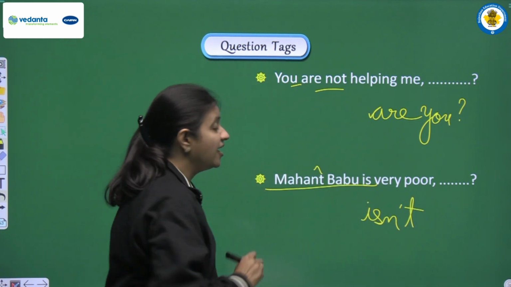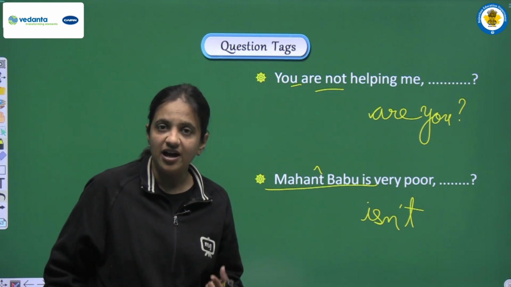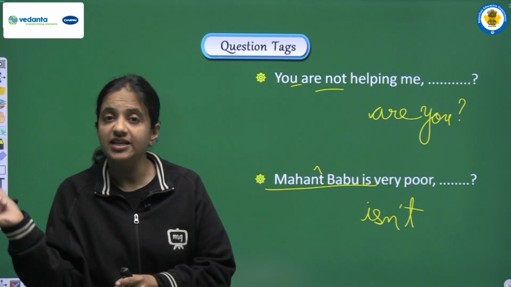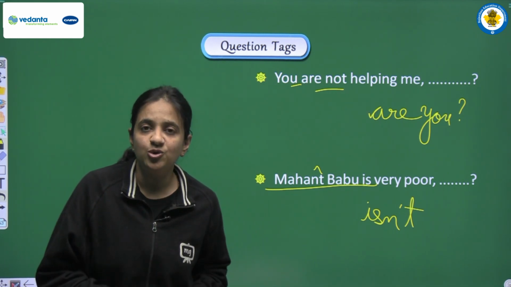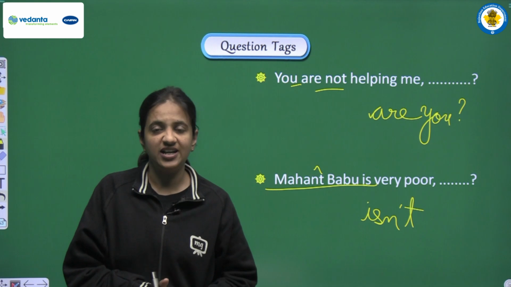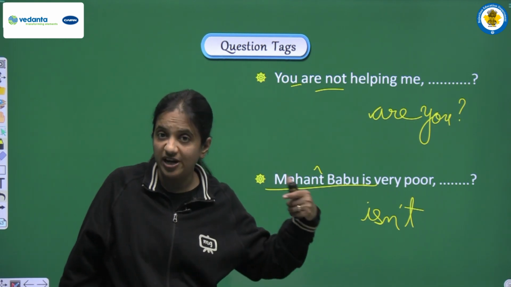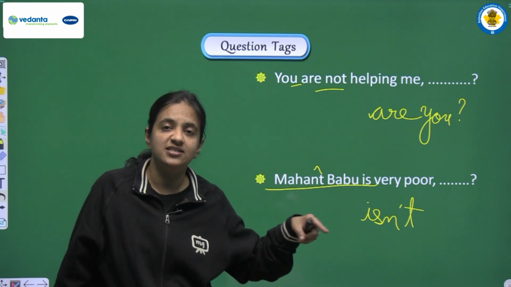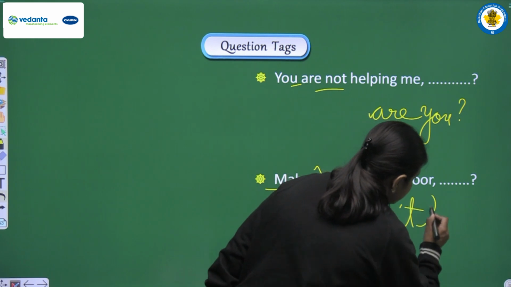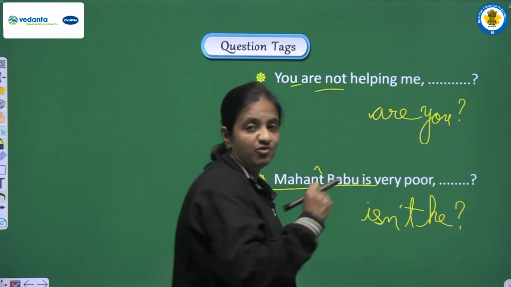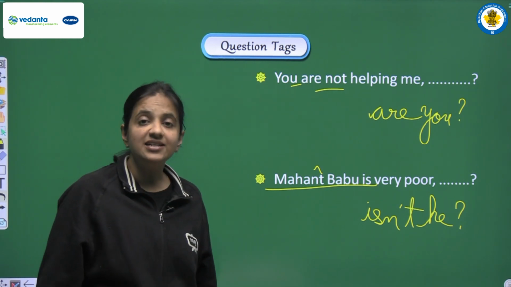Now let's see, we are having Mahant Babu as the subject. Mahant Babu, it's a noun, it's a proper noun. So now we have to convert this noun into pronoun, because according to the rules that we have discussed, we have to use only and only pronoun in the question tag. We cannot write a noun, so we have to replace this noun with the appropriate pronoun. For Mahant Babu, that's a masculine noun, we will write he as a pronoun. So I am writing here isn't he. So this will be the question tag, and the sentence will be Mahant Babu is very poor, isn't he?